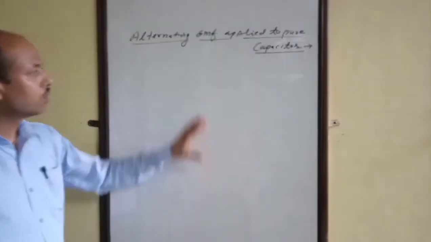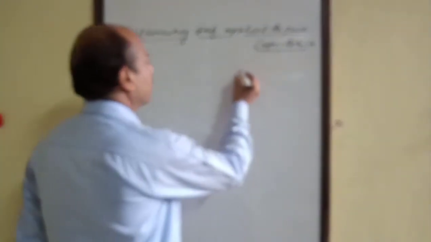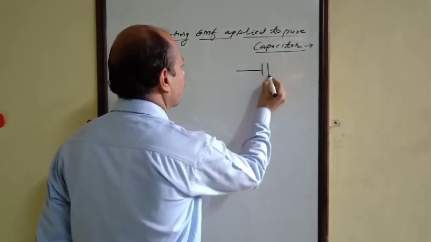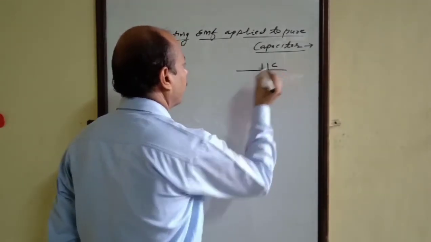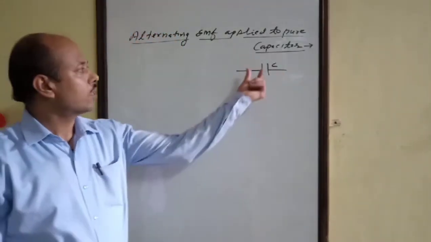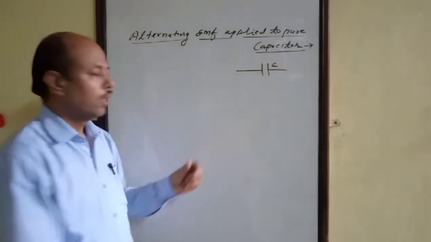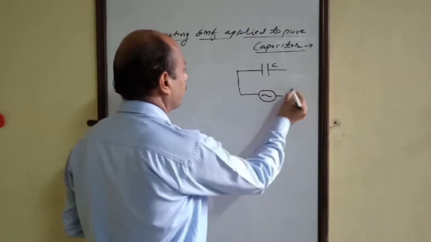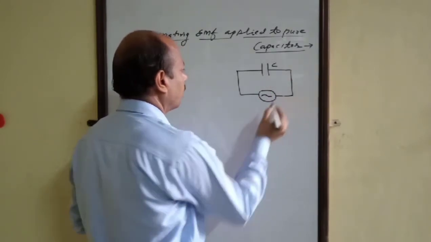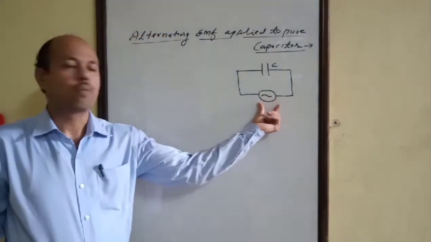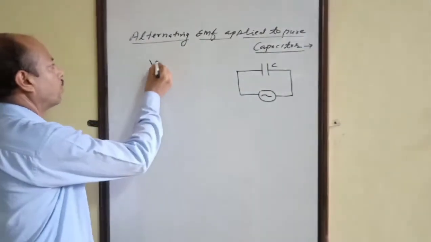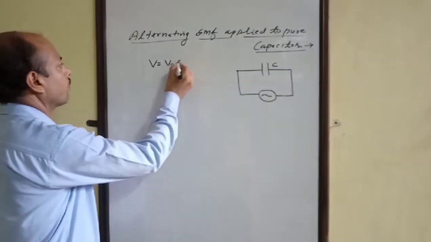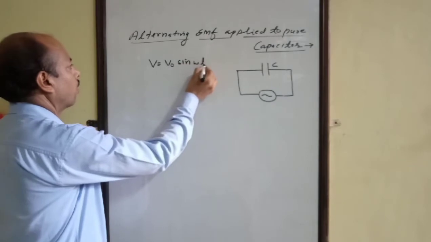For this purpose, let us suppose we consider a pure capacitor of capacitance C. Let the capacitance of this capacitor be C, and this capacitor is connected to an alternating source of EMF, that is V equals V naught sin omega t.